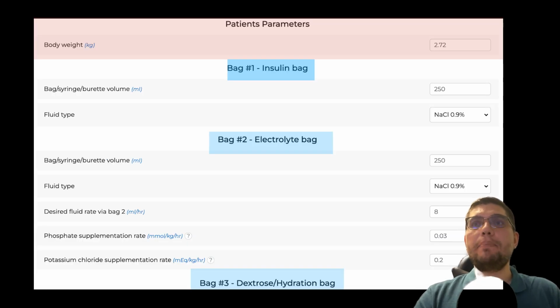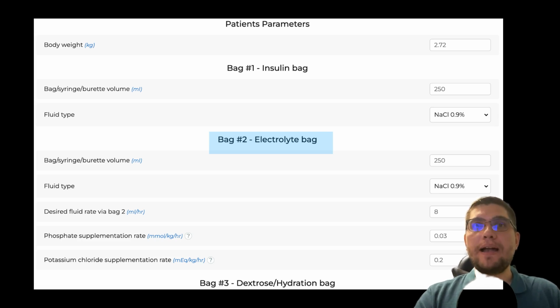First, I entered the body weight of this feline patient, which was 2.72 kilograms. The calculator is designed to use a so-called 3-bag technique, where bag number 1 will be an insulin bag. Bag number 2, it's an electrolyte bag with potassium chloride or potassium phosphate in it. And bag number 3 is the dextrose/hydration bag.